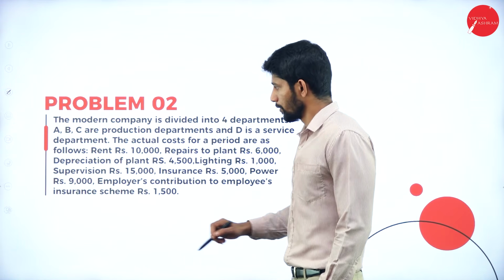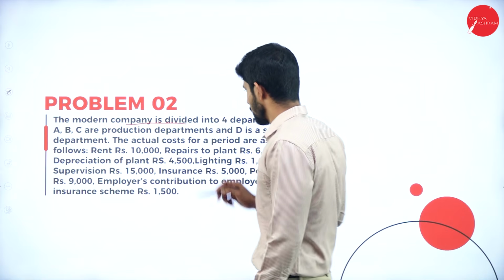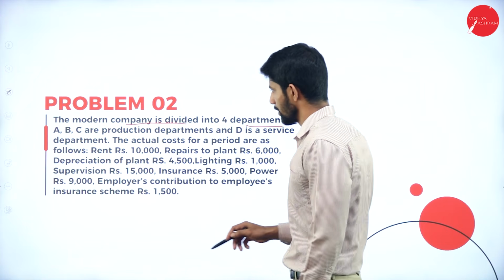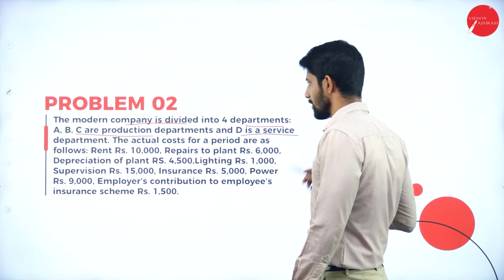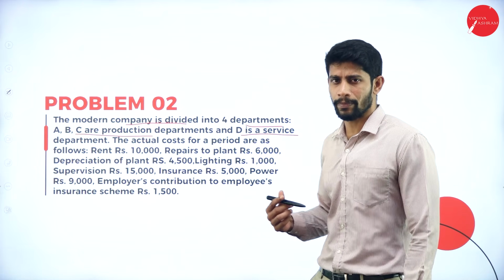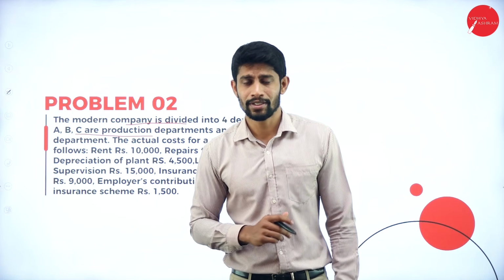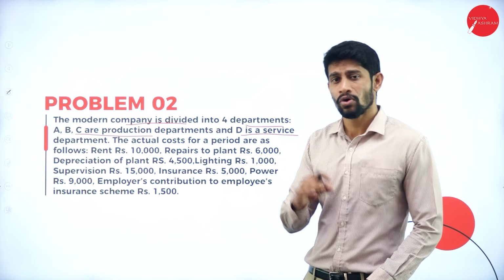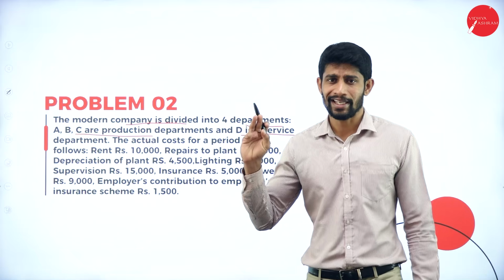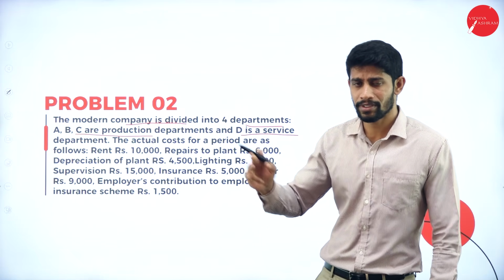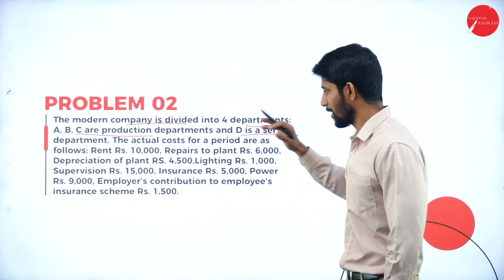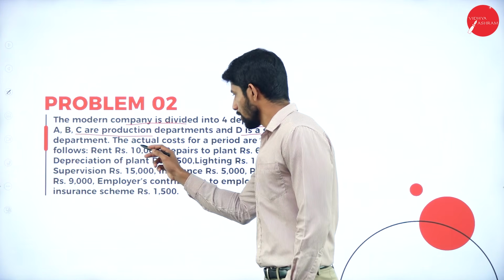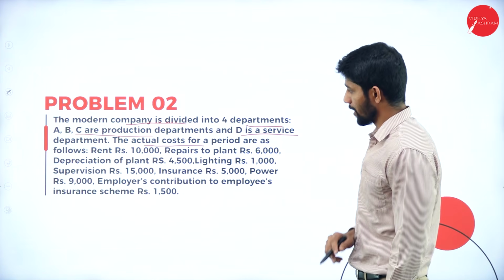Problem number 2. A modern company is divided into 4 departments, that is A, B, C are production departments and D is service department. In the earlier problem we had 5 departments, but in this problem we have only 4 departments. A, B, C, these 3 departments relate to production and D relates to service department. The actual costs for a period are as follows.